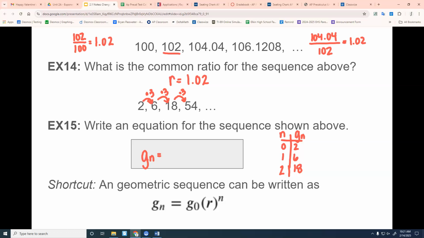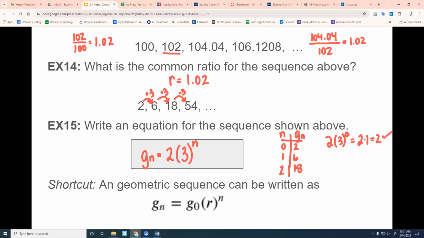All right, what do you guys think? 2 parentheses 3. Okay, to the power of n. Okay, let's think about it, see if it works. 2 times 3 to the 0 power. 3 to the 0 power would be 1. 2 times 1 would give you 2.